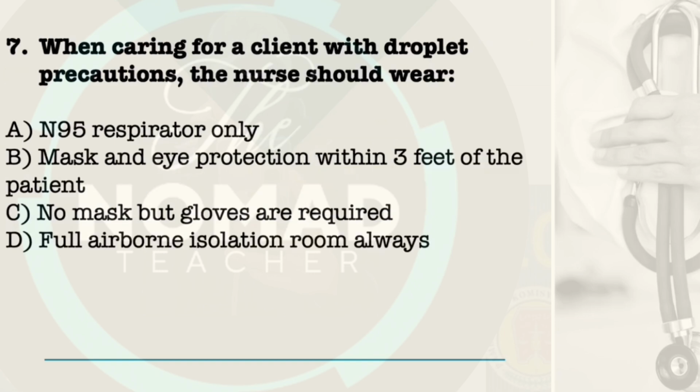7. When caring for a client on droplet precautions, the nurse should wear A. N95 respirator only. B. Mask and eye protection within 3 feet of the patient. C. No mask but gloves are required. D. Full airborne isolation room always.